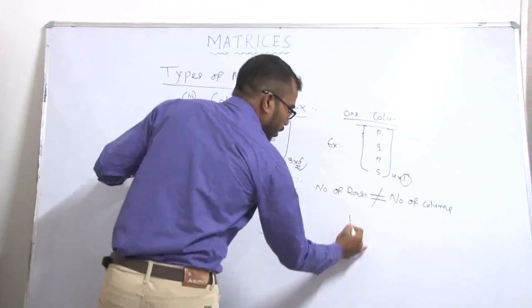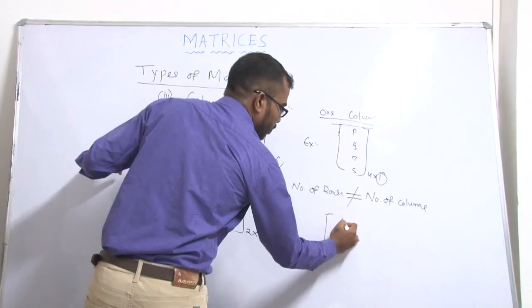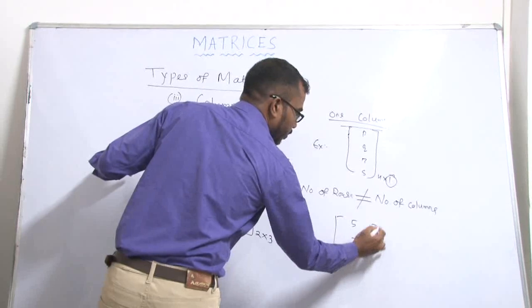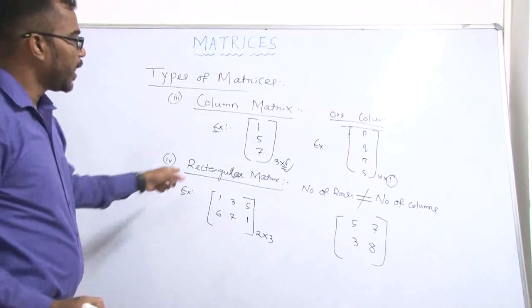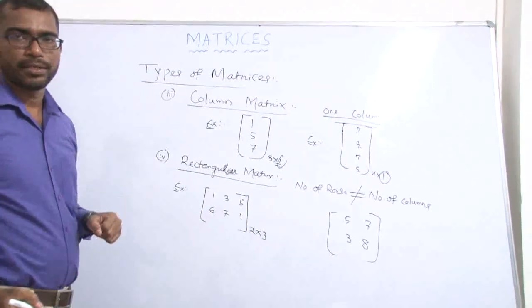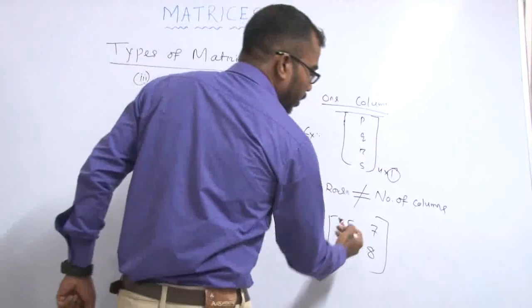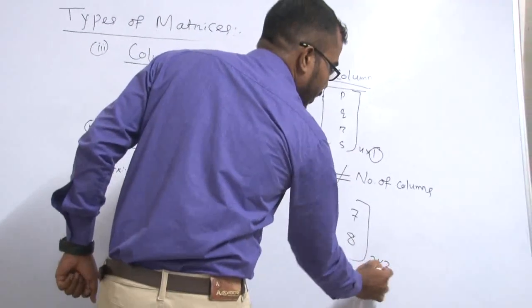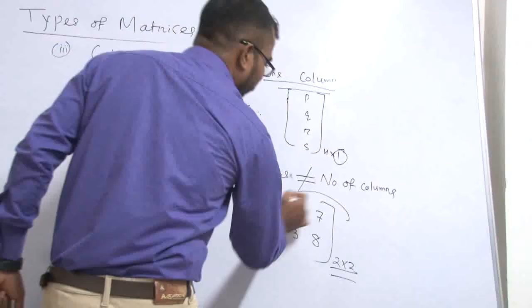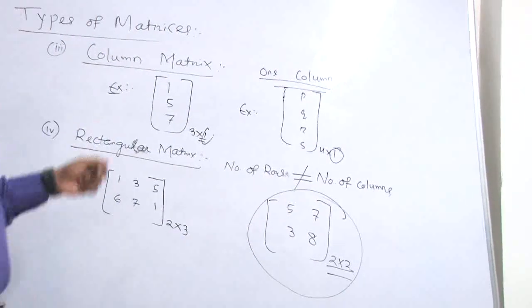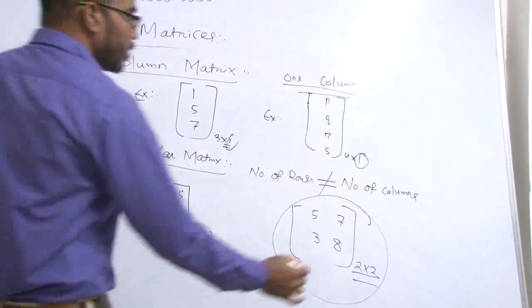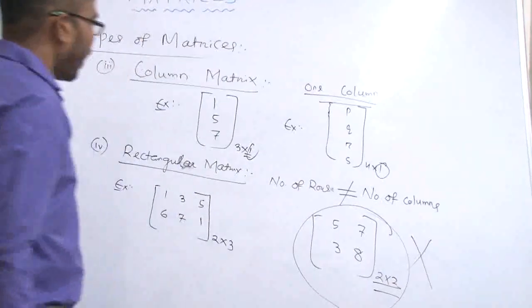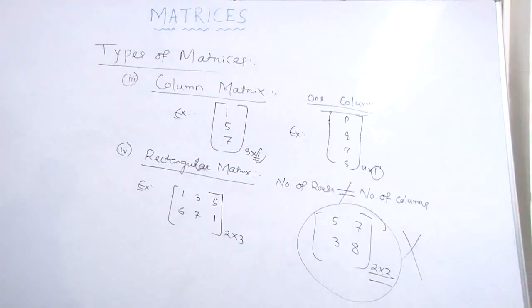If we take an example, suppose 5, 7, 3, 8. It is not a rectangular matrix because here the number of rows and number of columns are same. So we cannot take it as an example of rectangular matrix. So it is not a rectangular matrix.